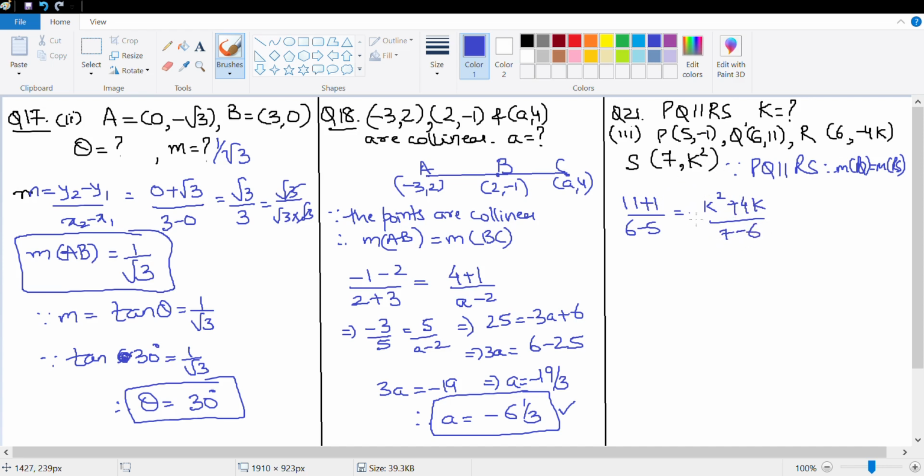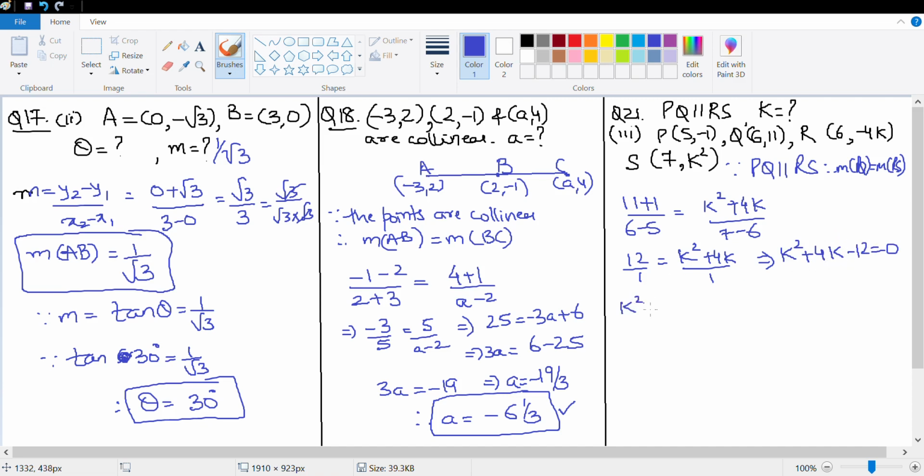Let's check what we get. This is 12 upon 1 is equal to K square plus 4K upon 1. So we have no need to cross multiply. So I have a quadratic now. K square plus 4K minus 12 is equal to 0. I need to find factors of negative 12, the sum of which will be 4, which means 6 and 2.